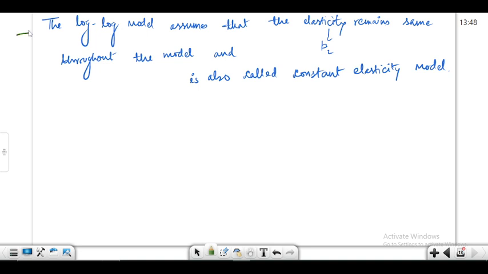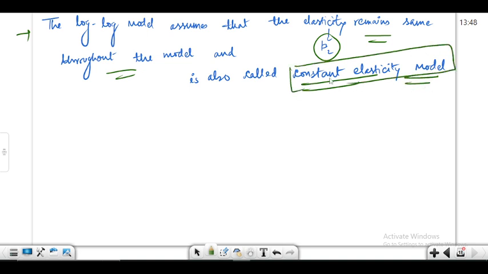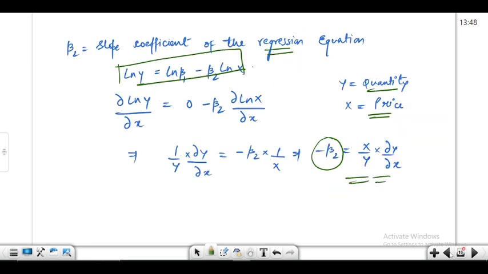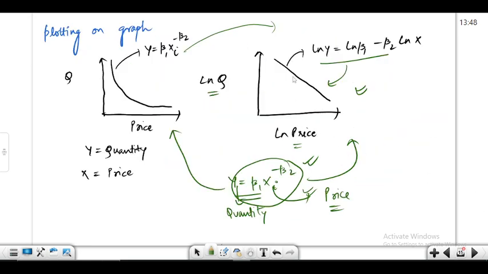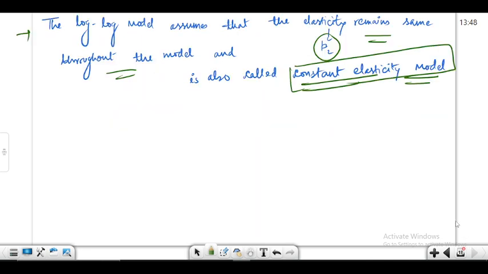So a feature of this model is that the log-log model assumes that the elasticity, that is your beta 2 or your slope coefficient, remains the same throughout the model, and that is why it is also called the constant elasticity model. Just try to remember this. As we had seen, the graph here turned out to be a straight line. It means that the elasticity is constant everywhere. The percentage rate of change is constant everywhere, and that is why it is also called the constant elasticity model. So I hope you understood the model, and I hope you could really appreciate how useful it can be in the practical sense.